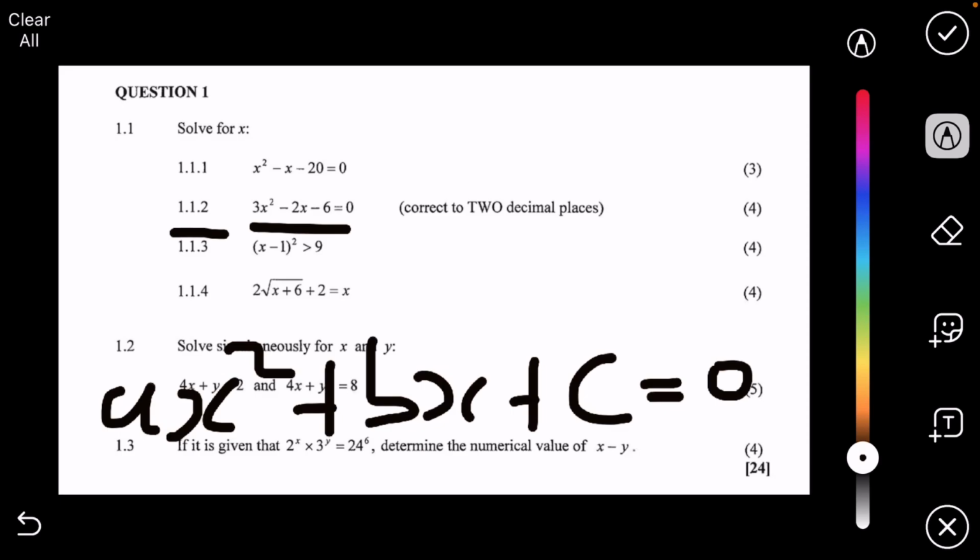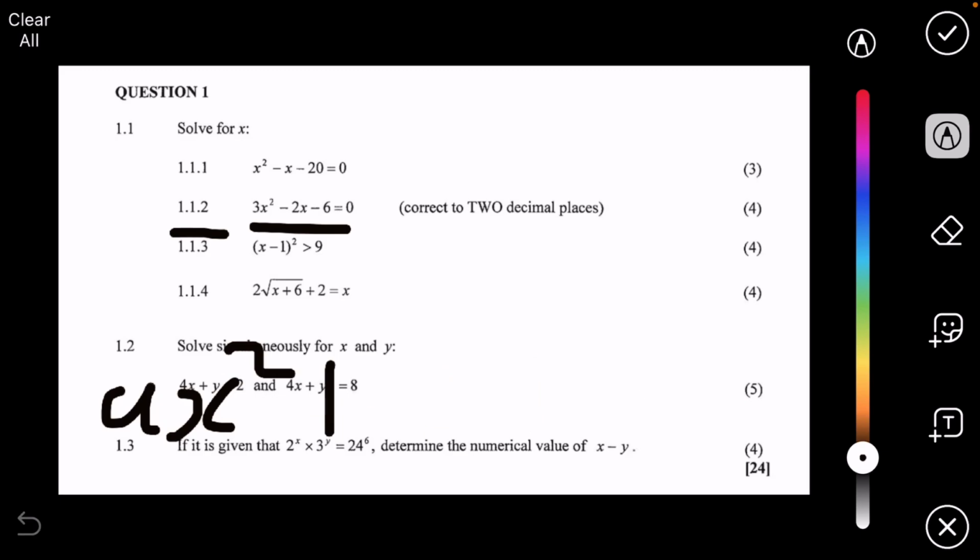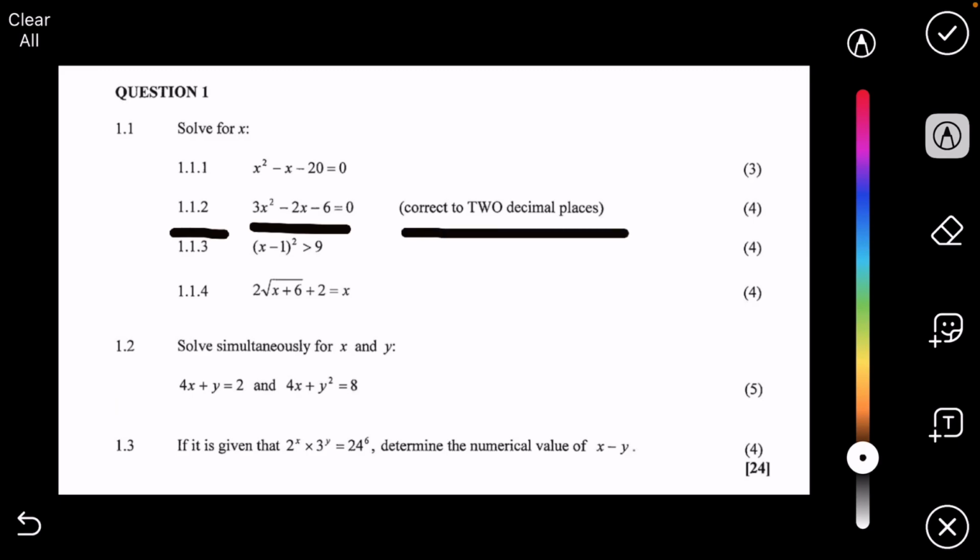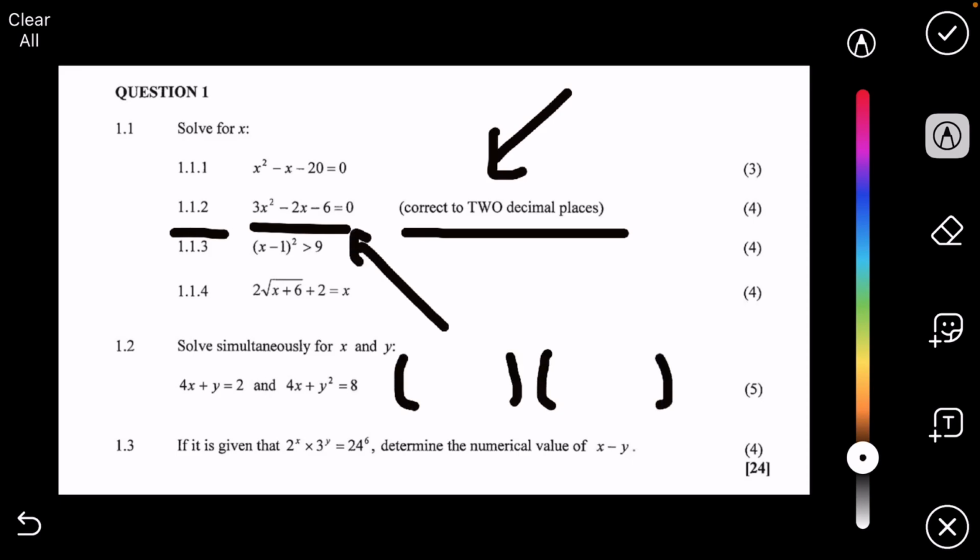So now, what you need to do, ladies and gentlemen, obviously guys, it's very, very much important to take into consideration all the given information. In this case, they say correct to 2 decimal places. Okay, so to me it serves as an indication that in this case, ladies and gentlemen, I don't need to stress about finding the factors, because my x values or my final values are in a form of decimal.